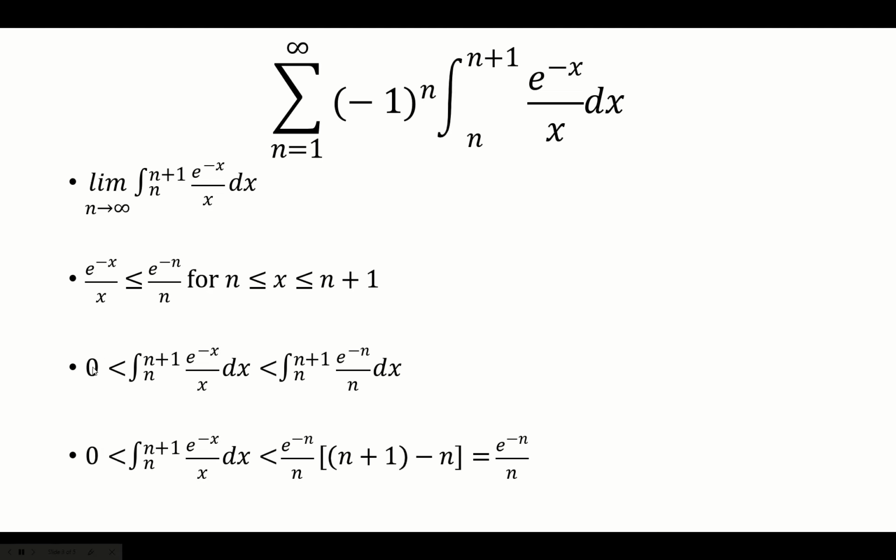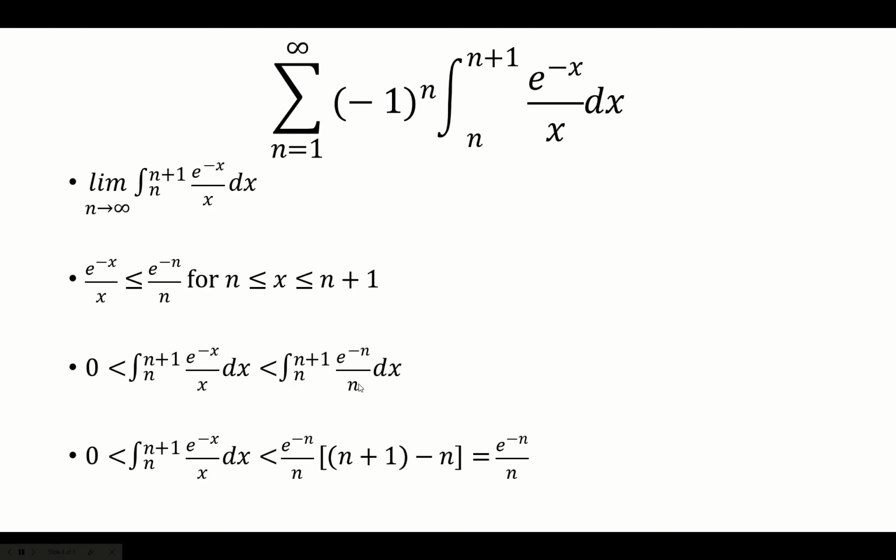And so this integral is bounded by 0 because we said this is positive, so it's always going to be positive. You're integrating positive values. And it's going to be between 0 and e to negative n over n based off this inequality here. So technically I should have put less than or equal to here. And now we can just evaluate this.